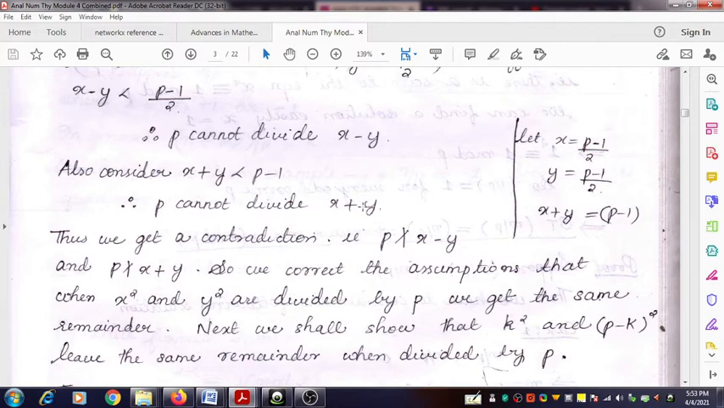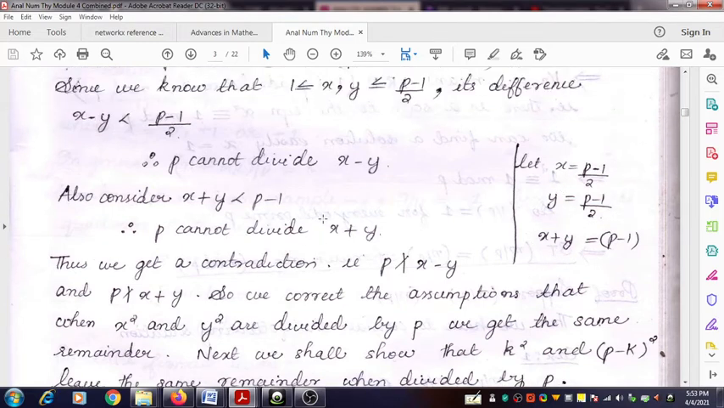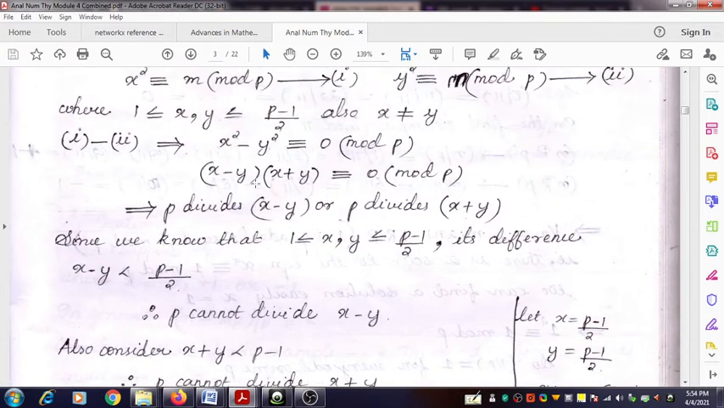Then the next possibility is that x plus y must be p in order to say that it is divisible by p, but that is not going to happen because the maximum value possible for x plus y is p minus 1. So due to these findings, you can say that p can neither divide x minus y nor divide x plus y. Thus we get the clear contradiction that we were looking for, a contradiction for the statement that (x minus y) times (x plus y) is equal to 0 mod p.